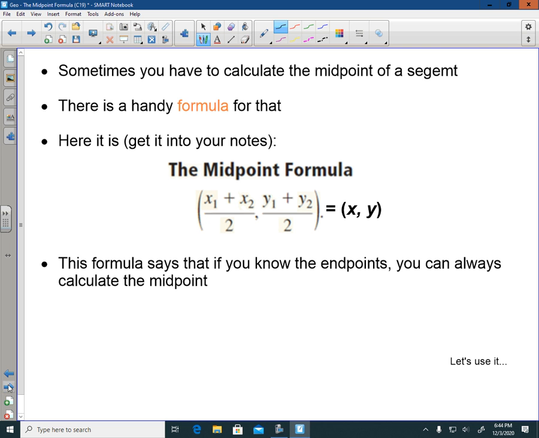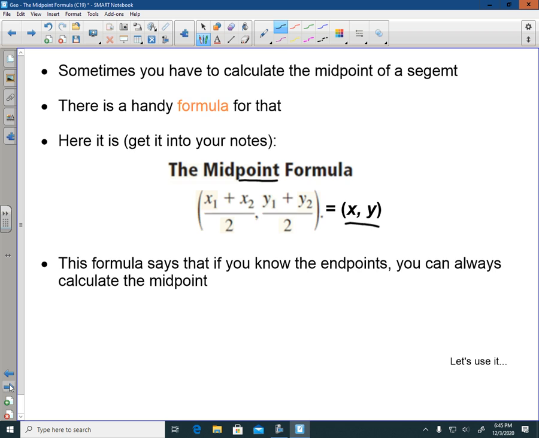Now remember that formulas are like recipes. They just take the pieces that you need, toss them all together, and then spit out what you need. So here's the midpoint formula. It looks like this: (x1 plus x2) over 2, and then (y1 plus y2) over 2, all wrapped up in parentheses because it's a point. Notice it is a midpoint. And that's going to give you some x and y when you're done calculating. This formula says that if you know the endpoints, you can always calculate the midpoint. Now might be a good time to pause this video and get this formula into your notes because you're going to use it.